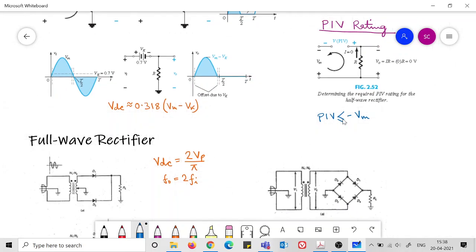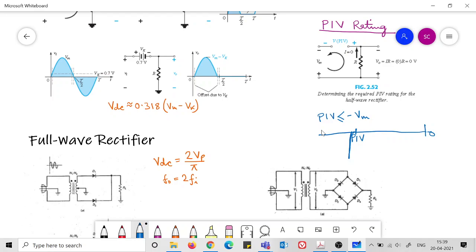When we are putting this less, magnitude wise it should be greater than. But you see this on the number line. So here it is 0, and here is your breakdown voltage, which is the PIV. You cross this PIV, you enter breakdown. When you cross this PIV just by a bit, you enter breakdown.